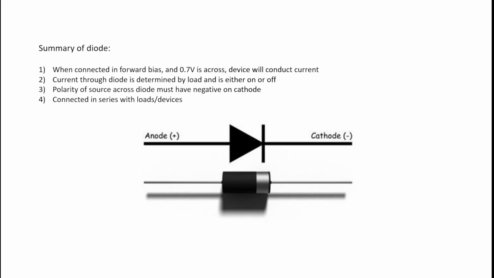As a closing summary, a diode, when connected and forward biased and 0.7 volts across, it will conduct current. Current through the diode is determined by the load and is either on or off. Polarity of source across the diode must have negative on the cathode, and it's usually connected in series with loads or devices.